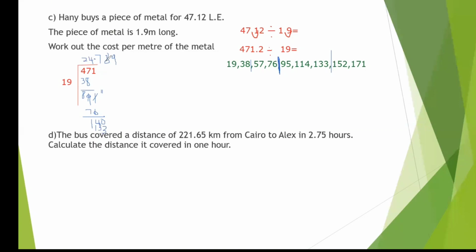D. The bus covered a distance of 221.65 kilometers from Cairo to Alex in 2.75 hours. Calculate the distance it covered in 1 hour. لو هي دي الديستانس اللي أخدناها وده الوقت، عشان أعرف ال 1 hour هنعمل divide. When we divide عايزين نغير الديفايزر علشان يبقى whole number. So multiply by 100. عينيا دايما على الديفايزر. Multiply by 100.